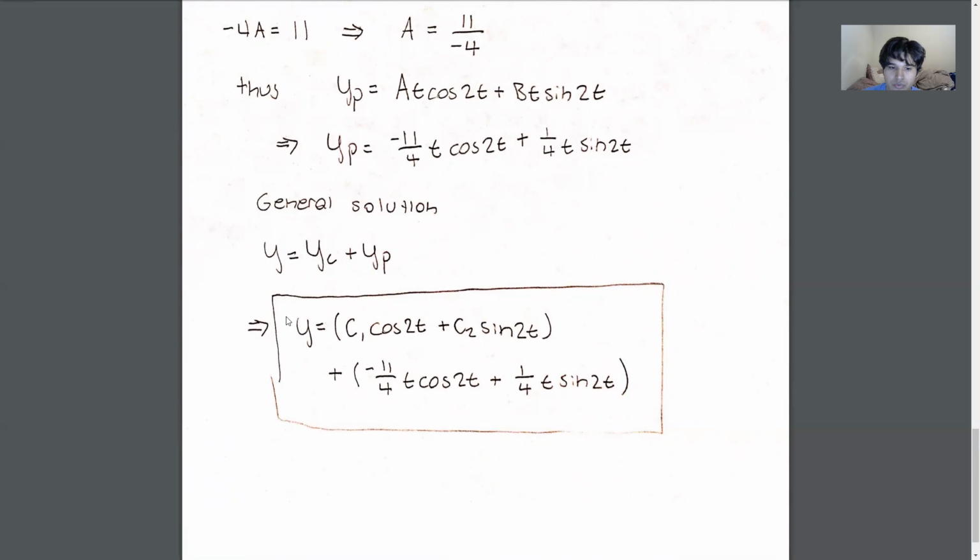So our general solution is going to be this expression plus this expression. So it's going to be c1 cos of 2t plus c2 sin of 2t plus negative 11 over 4 t cos 2t plus 1 over 4 t sin 2t.